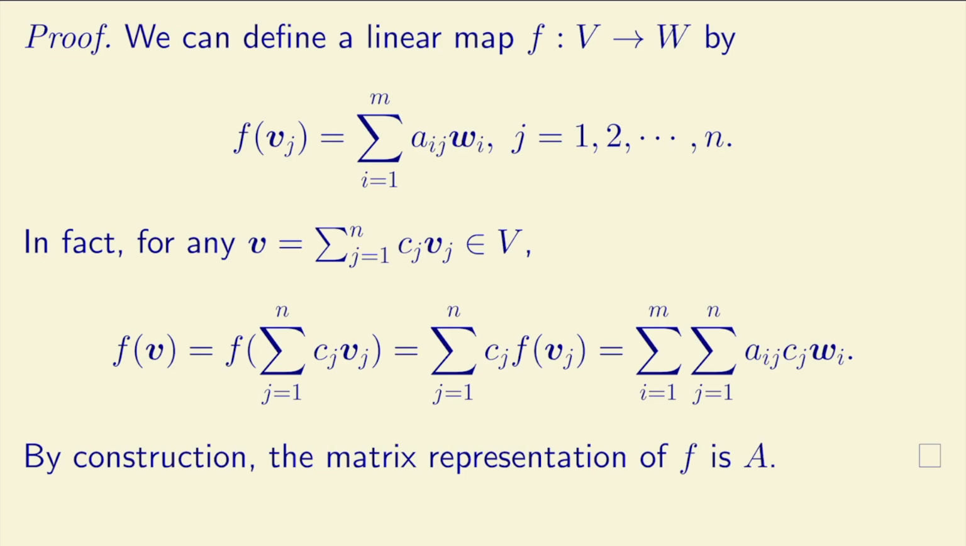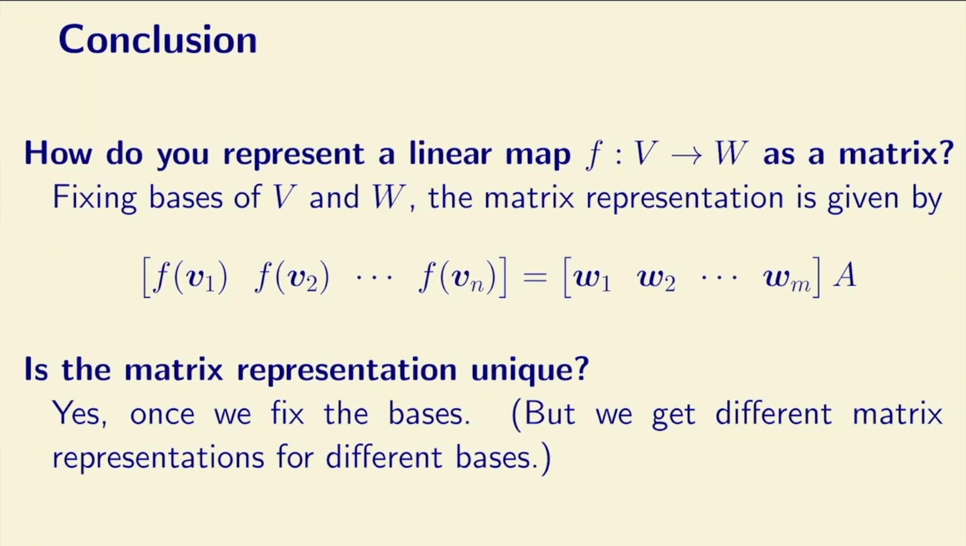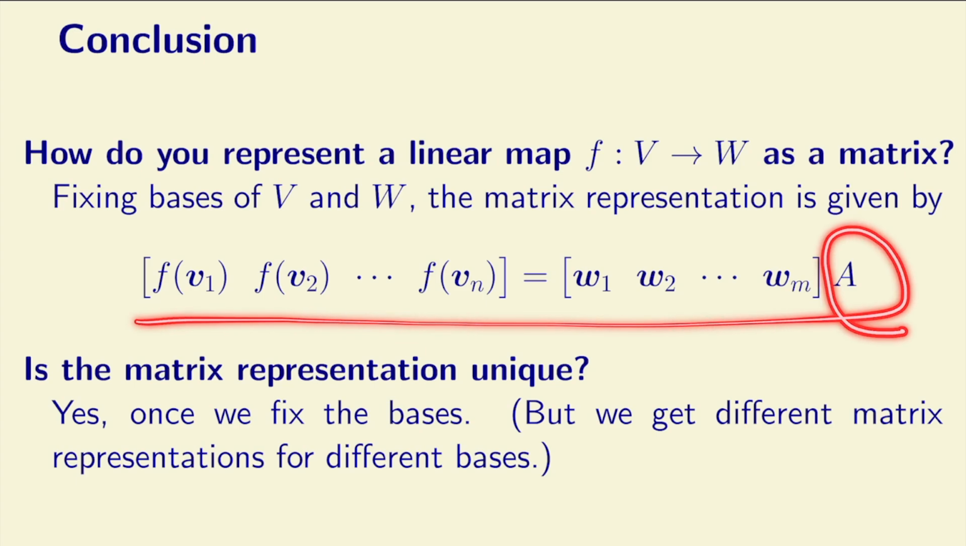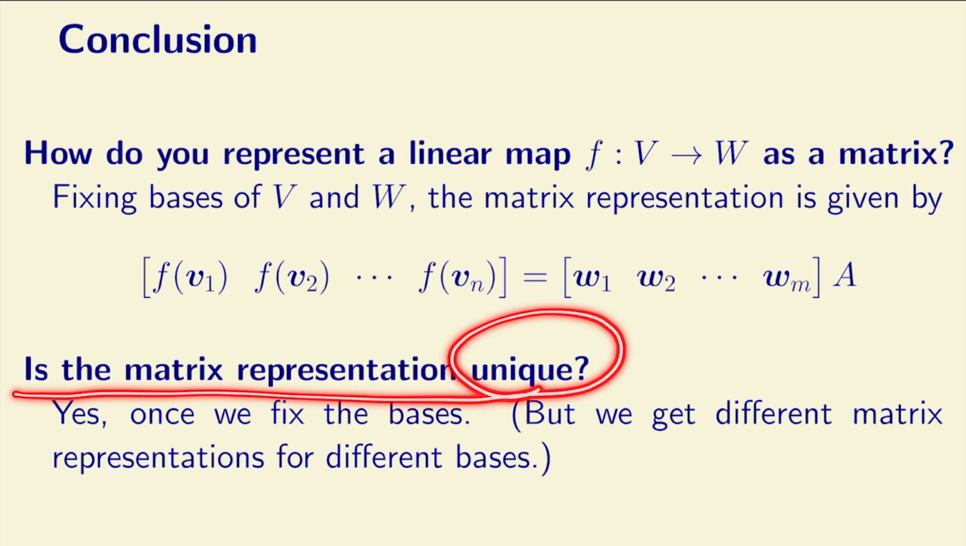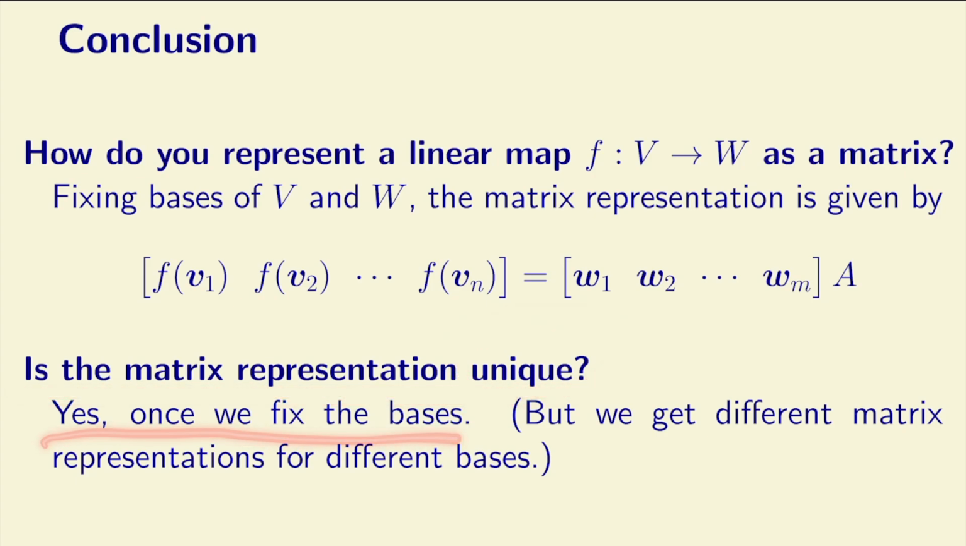Right? And that's what the conclusion on the last page sums up. How do you represent a linear map F from V to W as a matrix? Fixing bases of V and W, the matrix representation is given by, and then it shows the big matrix equation we saw earlier. And then, is the matrix representation unique? Yes, once we fix the bases, but we get different matrix representations for different bases. So the matrix is unique for a pair of bases, but we can have a different matrix for the same linear map if we change the bases. That's a really important distinction.